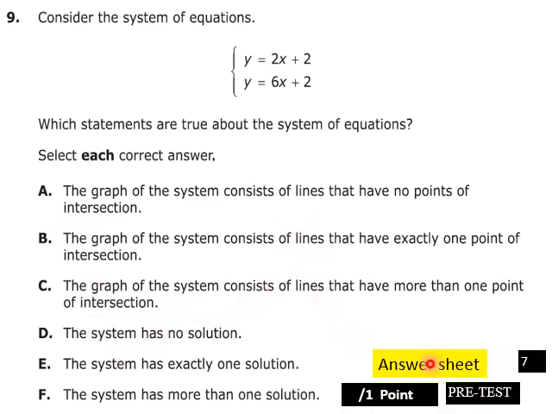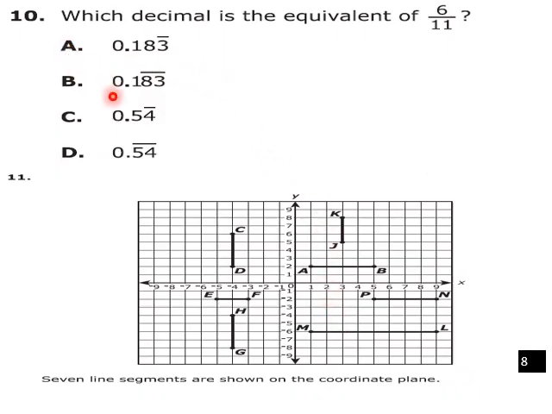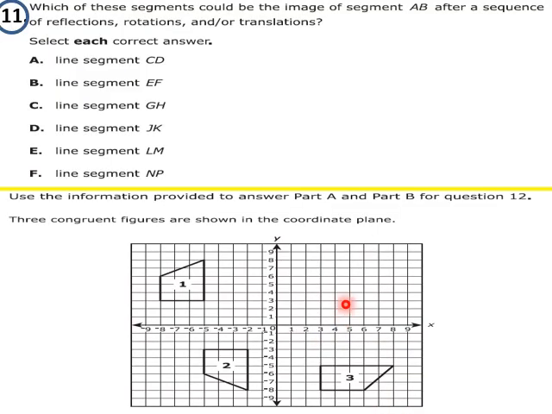On page 7 is your answer sheet, so make sure you circle your selections, and this has to be done in class. Number 10 asks which decimal is equivalent to this fraction. Down here you have this coordinate grid. Then on page 8, number 11 refers back to the previous coordinate plane. Select each correct answer for this question.